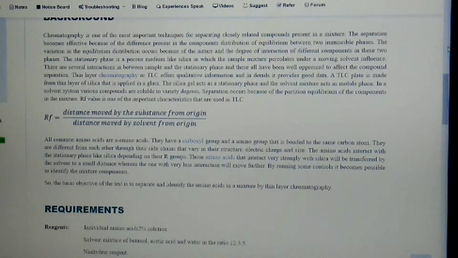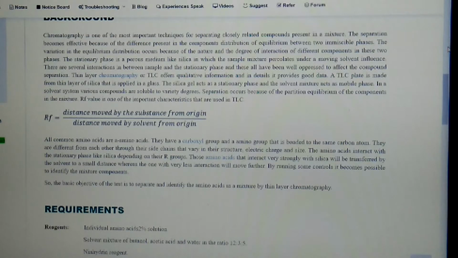The separation becomes effective because of the difference in the components' distribution of equilibrium between two immiscible phases. The variation in the equilibrium distribution occurs because of the nature and degree of interaction of different components in these two phases. The stationary phase used is a porous medium, like silica, in which the sample mixture percolates under a moving solvent's influence. There are several interactions between the sample and the stationary phase, and these have all been well appraised to affect the compound separation. Thin layer chromatography, or TLC, offers qualitative information, and in detail it provides good data.